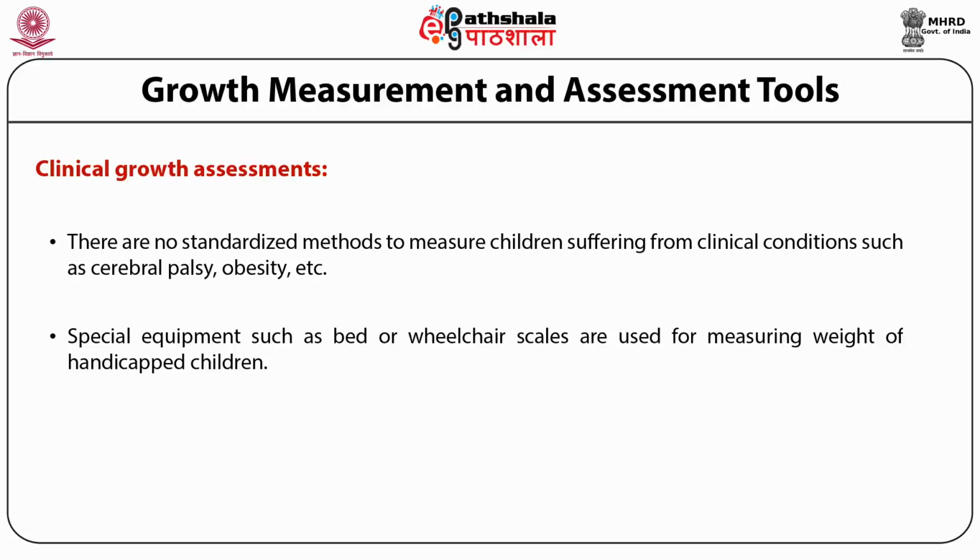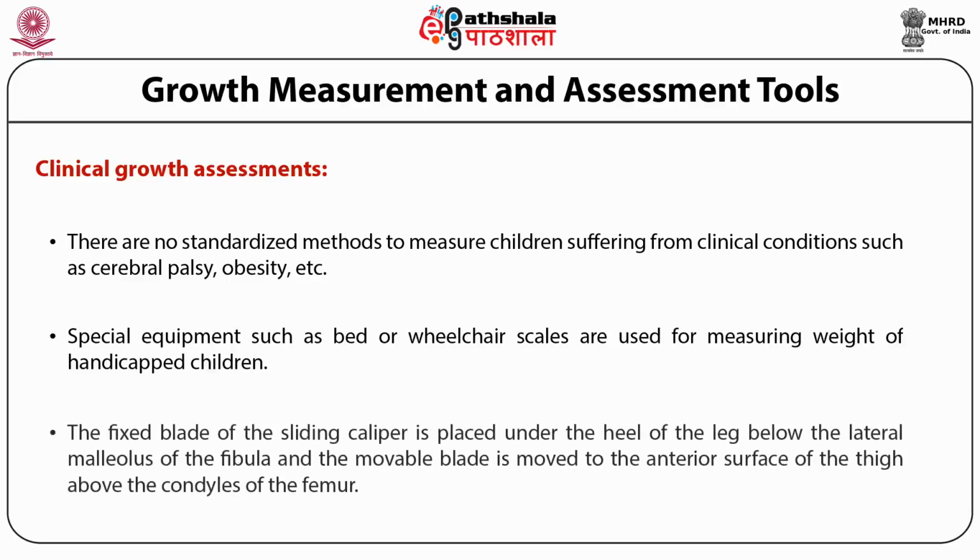Recumbent knee height with known errors is the best method for estimating stature of handicapped children. For measuring the knee height, both the knee and the ankle are positioned at 90 degrees. Fixed blade of the sliding caliper is placed under the heel of the leg below the lateral malleolus of the fibula, and the movable blade is moved to the anterior surface of thigh above the condyles of the femur.